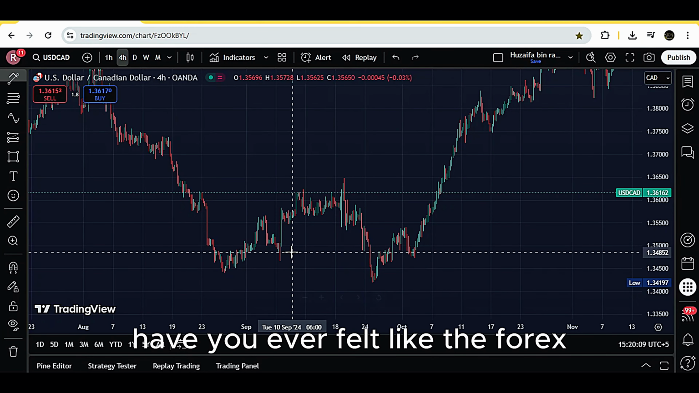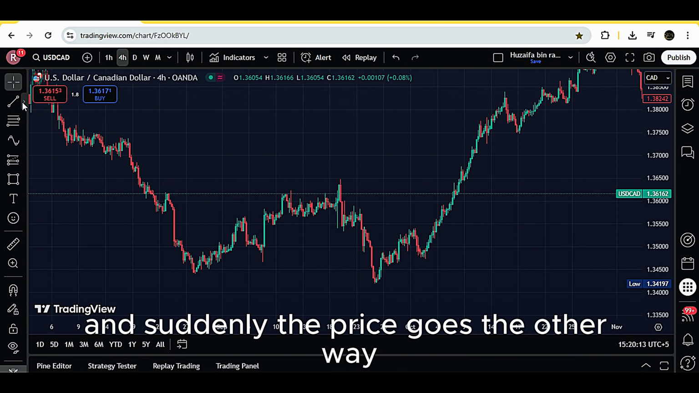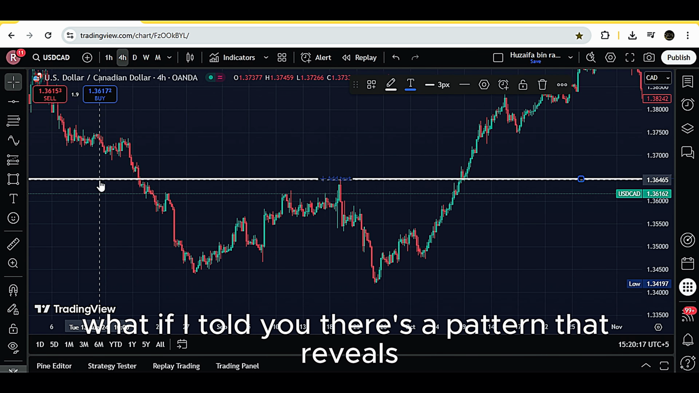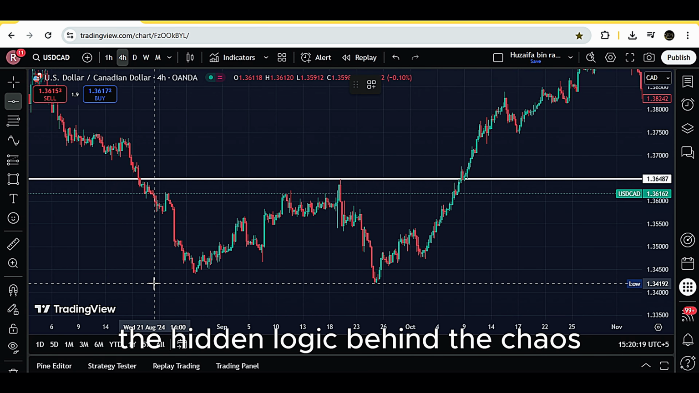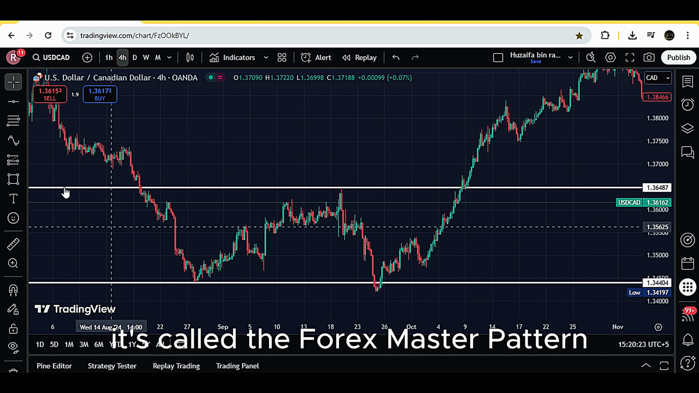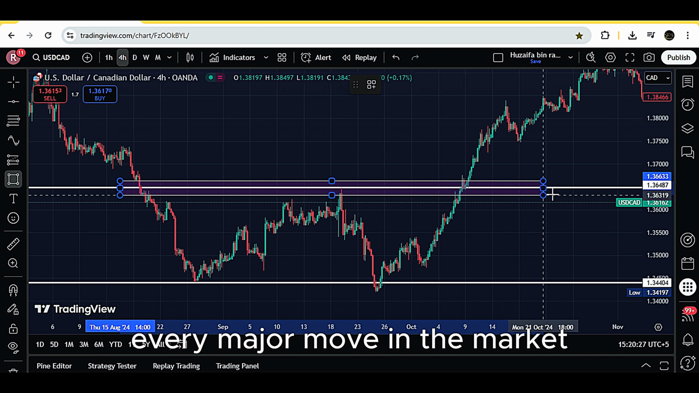Have you ever felt like the Forex market is out to trap you? You enter a trade and suddenly the price goes the other way. What if I told you there's a pattern that reveals the hidden logic behind the chaos? It's called the Forex Master Pattern, and it holds the secret to understanding every major move in the market.